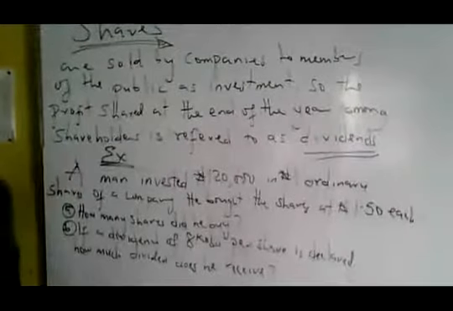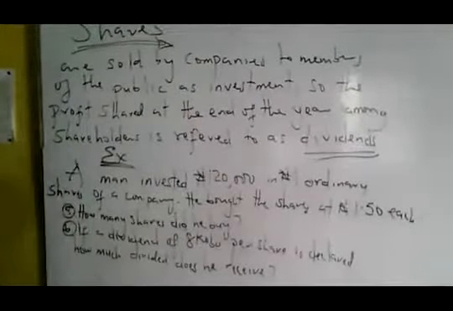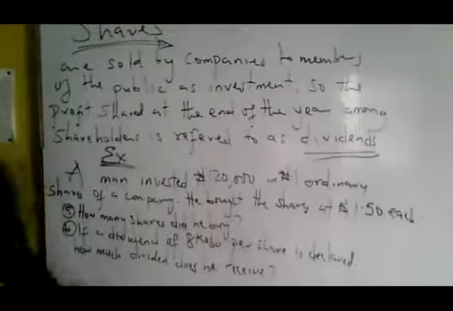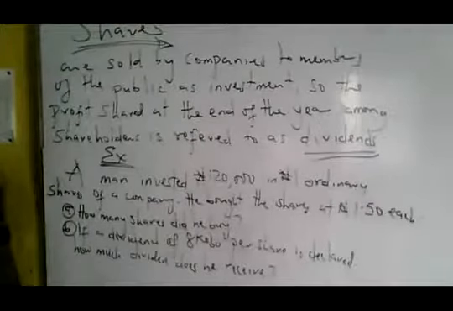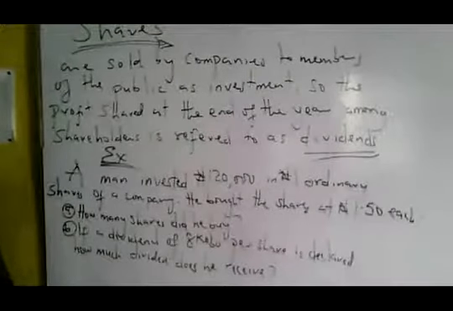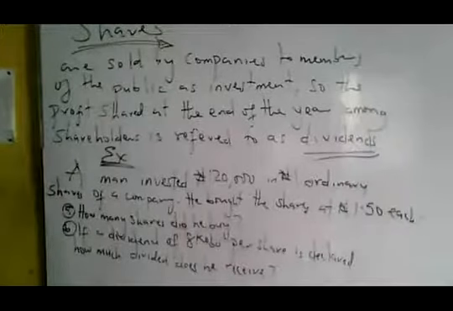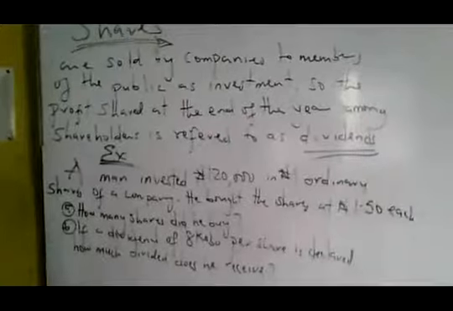Let's take a look at the question again. A man invested 120,000 naira in 1 naira ordinary shares of a company. He bought the shares at 1 naira 50 kobo each. How many shares did he buy? That is the first question. How many shares did he buy?